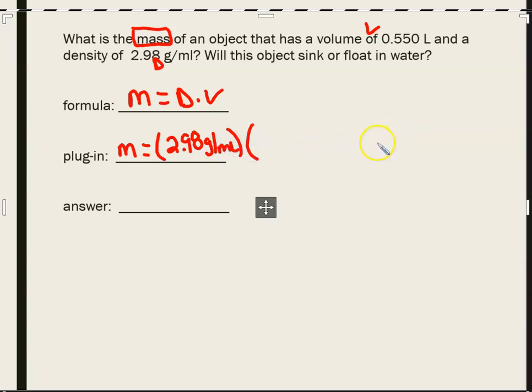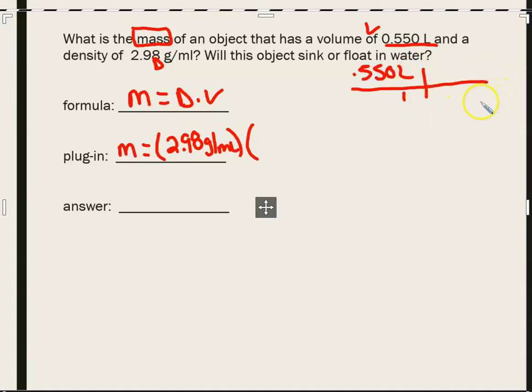And so my volume here, according to this, needs to be in... the density tells you what units everything needs to be in. The mass needs to be in grams, and the volume of this liquid needs to be in milliliters. Do you notice up here I gave it in liters? So before we use it, we're going to have to convert it. We're going to convert it, and yes, I do want you to show it.